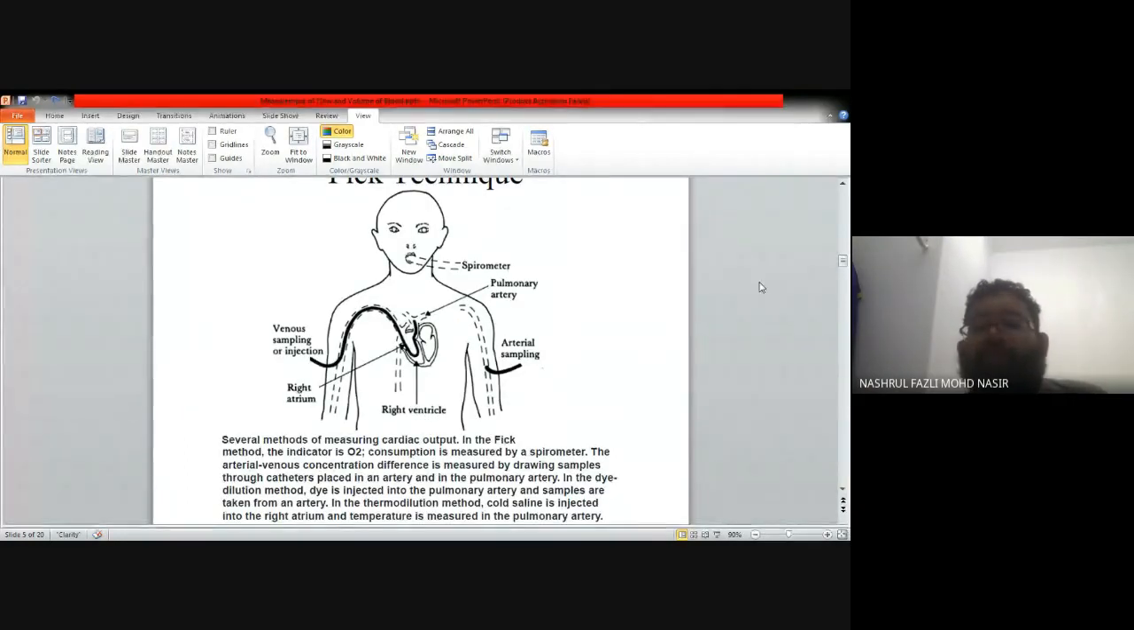So we have another 15 slides. This is how it works: similar methods of measuring cardiac output. If you see this, you know this is invasive. Although we always talk about non-invasive, sometimes you need to do invasive measurement.